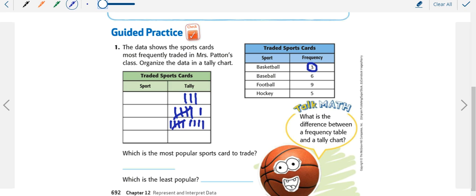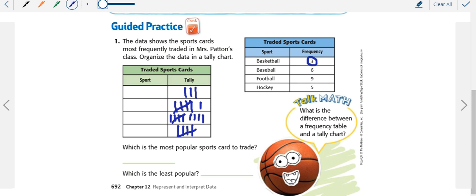How many people say hockey? 1, 2, 3, 4, and 5. Remember that here you need to write the sports: basketball, baseball, football, and hockey. Which is the most popular sports card to trade? How do you know this answer? You look at the sport that has more votes. So the answer for here is football. Why football? Because football has 9 votes.